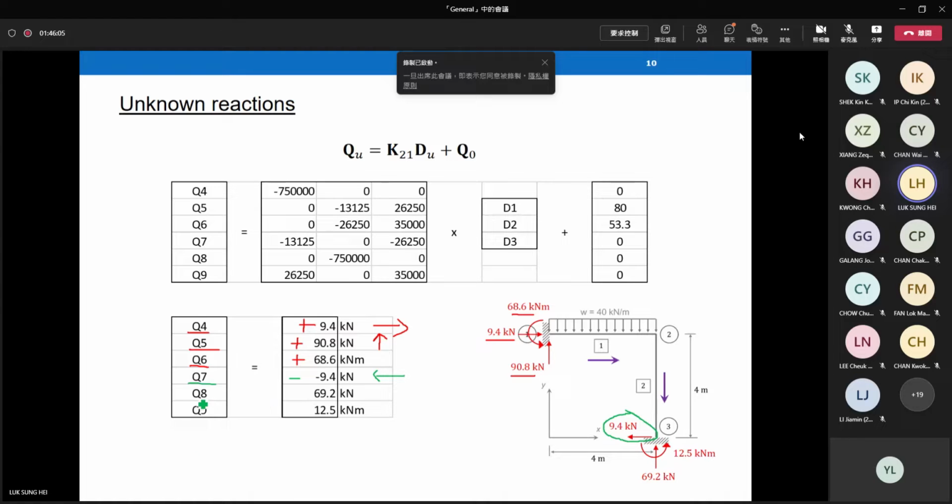Q8 means the vertical component. Positive means pointing upward. Going up. The last one indicates moment at the fixed end. Positive means it is anti-clockwise moment. Anti-clockwise moment. So you can convert the answer in better form back to the picture.